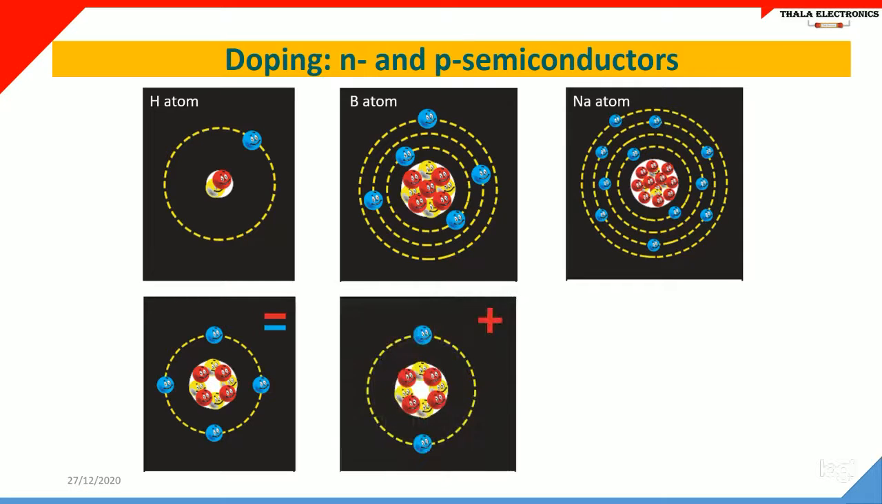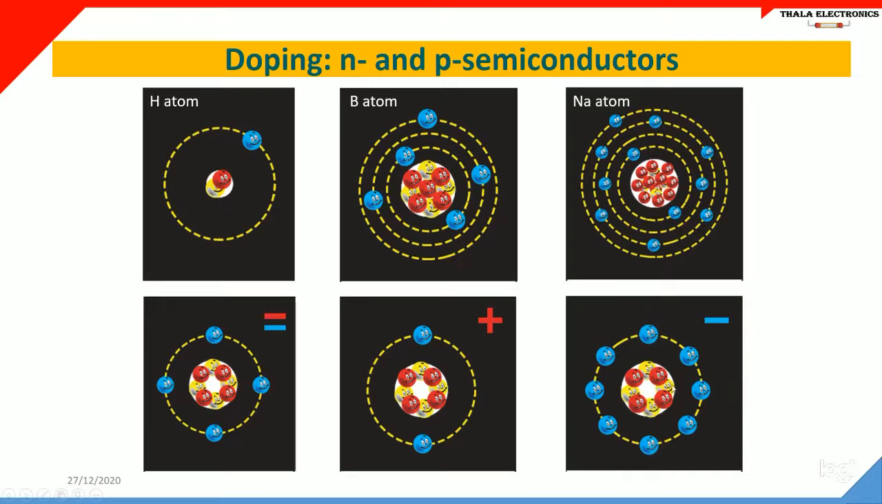If we have a number of electrons lower than the number of protons, that means the atom is positive. It has a positive charge. And if we have a number of electrons higher than the number of protons, that means the atom has a negative charge.